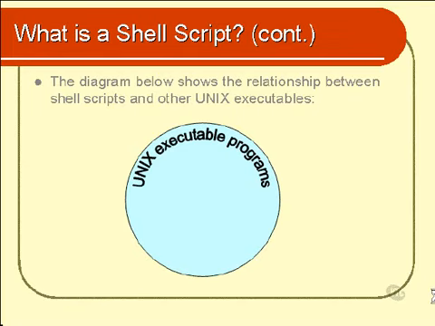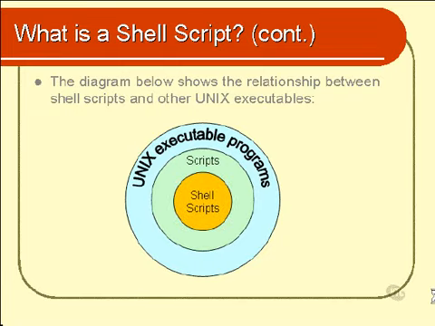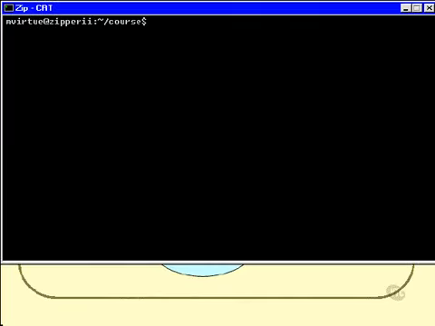Think of this circle as all of the Unix executables that are available. Now, a subset of those are scripts, the rest of course being binary executables, and a subset of those are shell scripts, the rest being awk scripts or Perl scripts or sed scripts or something else. Let's now actually go and have a look at an actual Unix shell script.